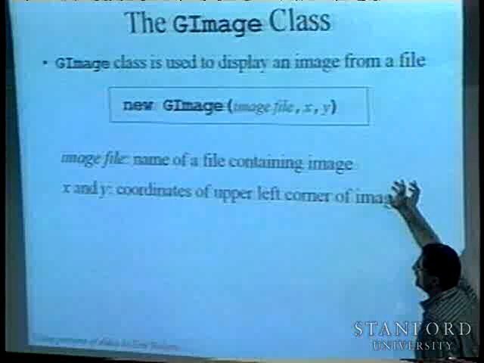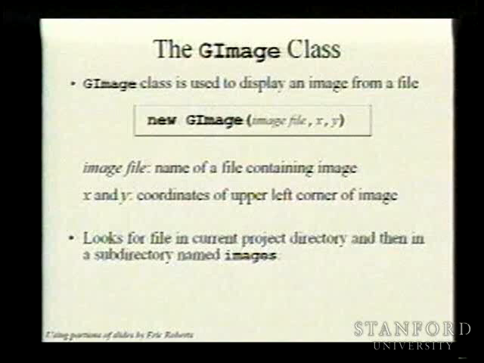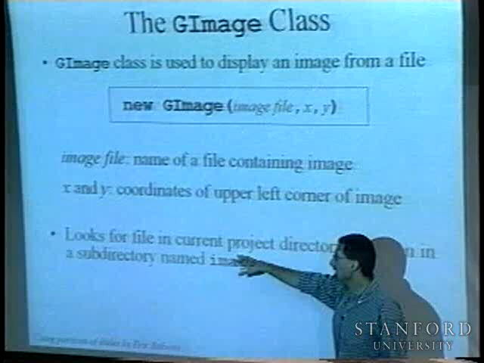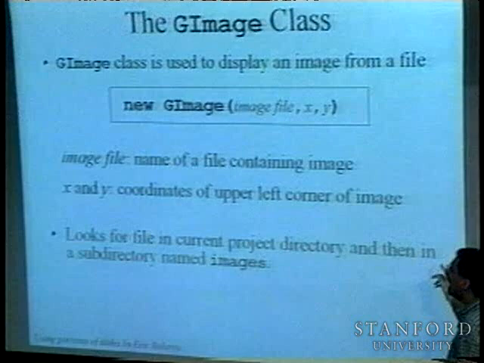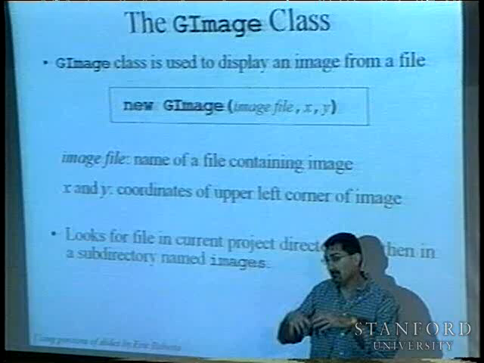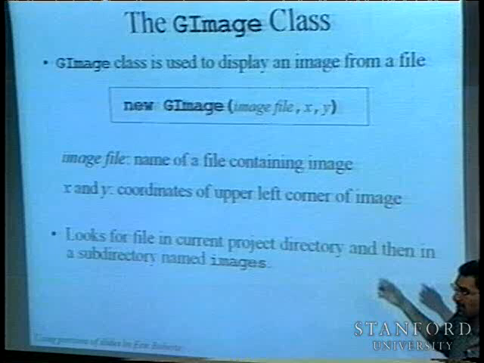Now, where do you have to stick this file? That's something to remember. When it looks for this file, it will look in your current project folder, and if it does not find that file name in your current project folder, then it will look in a subdirectory named images. So you can have a subfolder called images inside the folder for your project if you have a whole bunch of pictures. Put all your images there. It will also look there. If it's not in either one of these places, bad things happen.